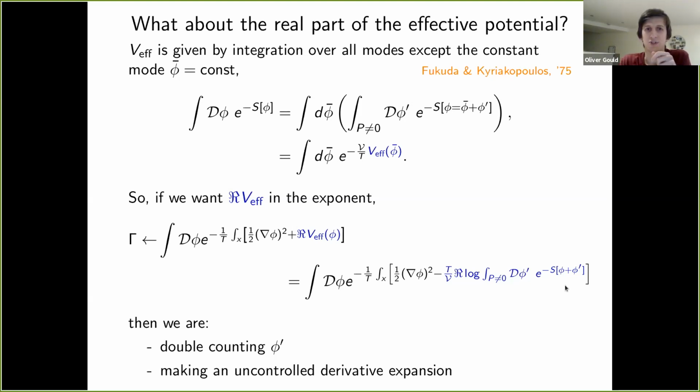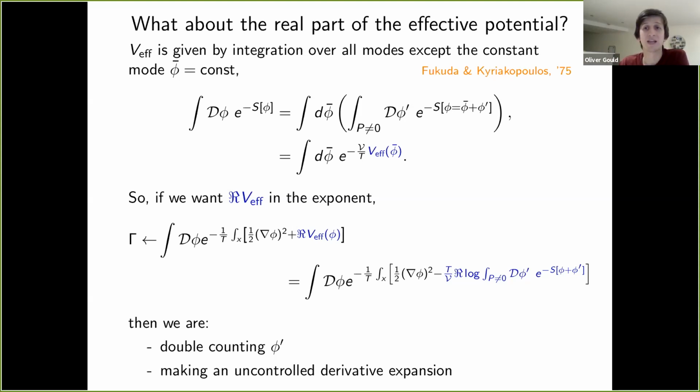so just rehashing those equations up there, you can see that in calculating the real part of the effective potential, I've integrated over all the non-zero momentum modes. And I'm also having to integrate over them here in this measure. So to be able to put it into the path integral, I have to integrate over all non-zero momentum modes twice. So as a consequence, we're double counting basically all the modes apart from the zero momentum mode.